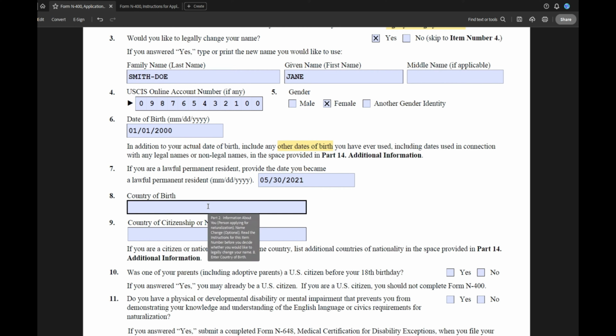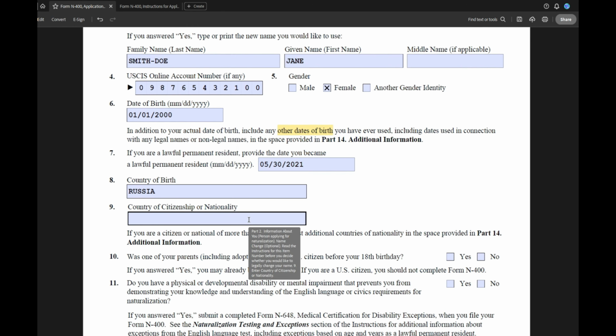Next, provide country of birth and country of citizenship or nationality. And if you are a citizen or national of more than one country, here you would write the country, the passport of which you used to enter the United States on whatever visa you entered on before, and all additional citizenship or nationalities on the last page of this form.